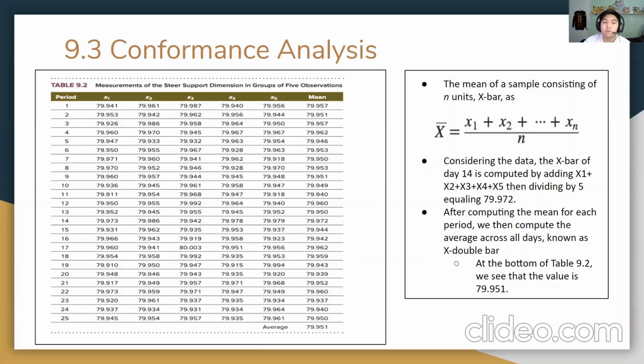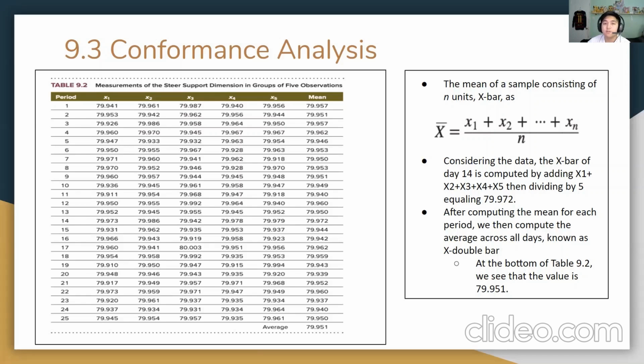Then, looking at the left side of the slide, we see that there is table 9.2, which is the measurement of the steer support dimension in groups of 5 observations. Then, in order to compute x-bar, which is the mean of a sample consisting of n units, it would be x-bar equals x1 plus x2 plus x to the nth term over n, which is the number of units.